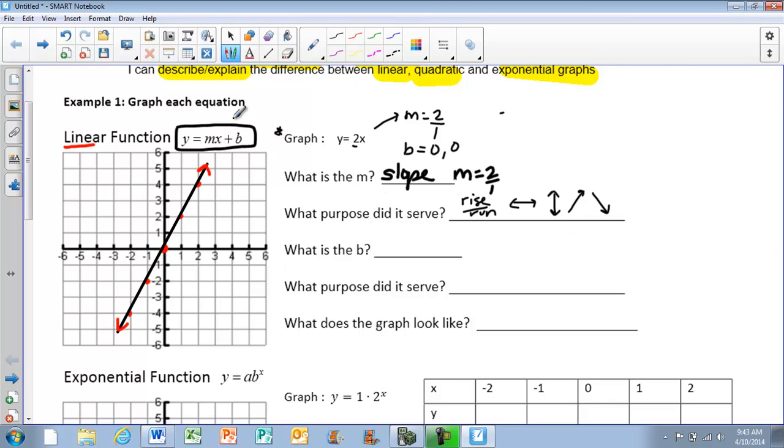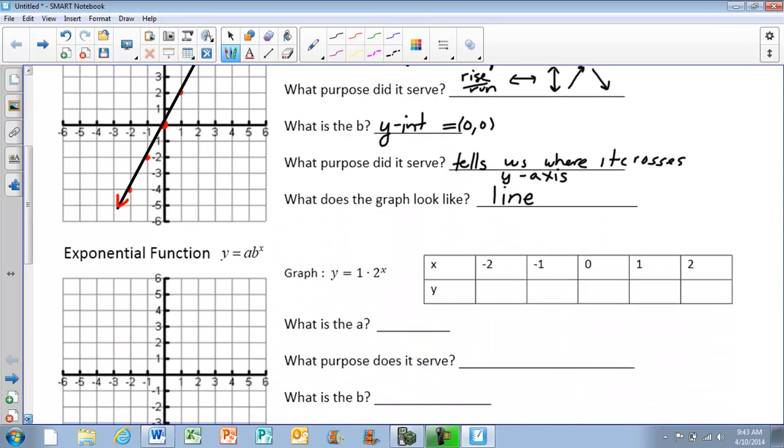Okay, next thing, what's the b? So what does this b signify in this equation? Well, we should know, again, review, that's the y-intercept, wherever it crosses that y-axis. So we know for this equation it was 0, 0. And what purpose does it serve? Well, it tells us where it crosses that y-axis. Okay. And last thing they ask, what does the graph look like? A line. Linear line.